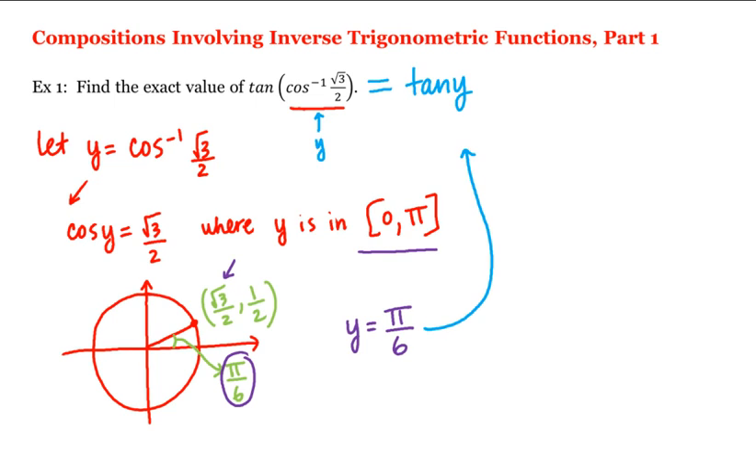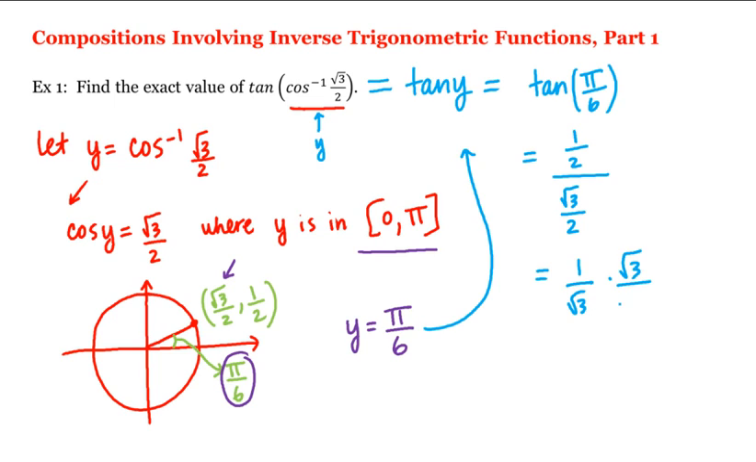And therefore, tangent of y is equal to tangent of pi divided by 6, which is equal to y divided by x, or 1/2 divided by the square root of 3 over 2. And the 2's will cancel, which gives us 1 divided by square root of 3. And then rationalizing gives us our answer of square root of 3 divided by 3.